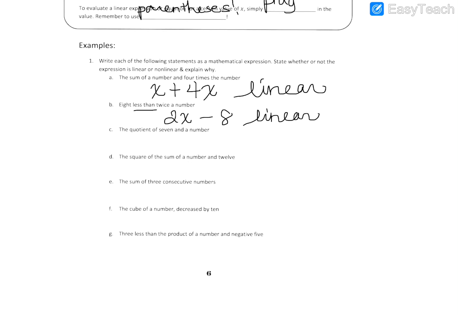C, the quotient of 7 and a number. Okay, so quotient means division. So 7 and a number would be 7 divided by x. When you have a division, you could write that as a fraction, right? So this could actually be written like this. And because the x is on the bottom, this is going to be non-linear.